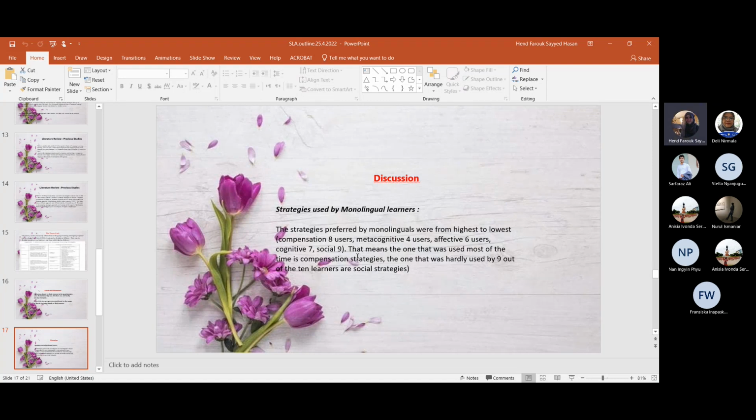That means the one that was used the most is compensation strategies, and the one that was hardly used, which 9 of them decided to disregard, is social strategies. They hardly practice it: 9 users out of the 10 learners of the monolingual group.